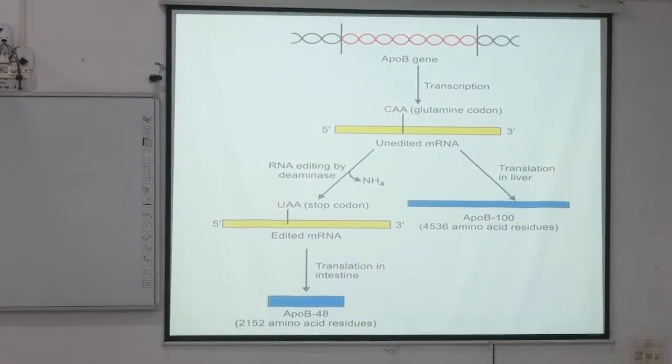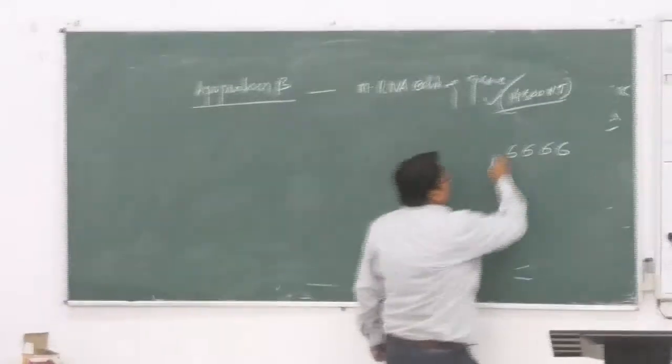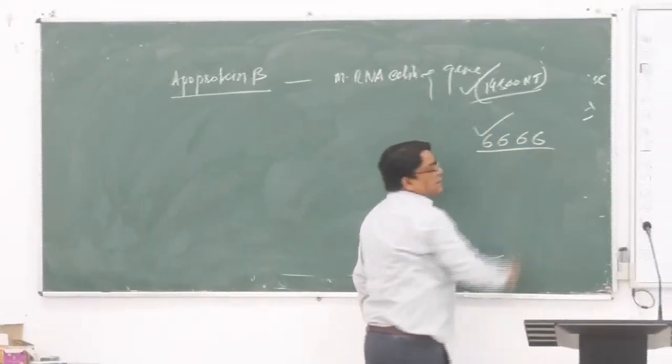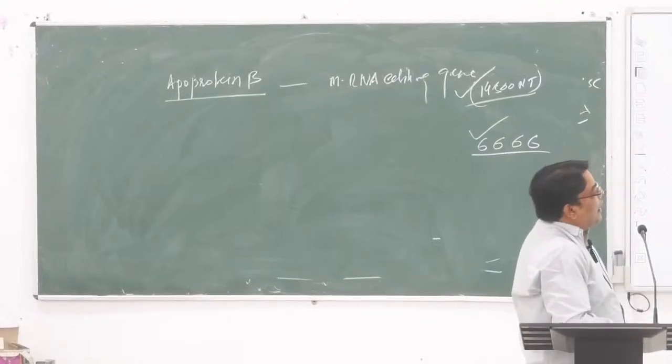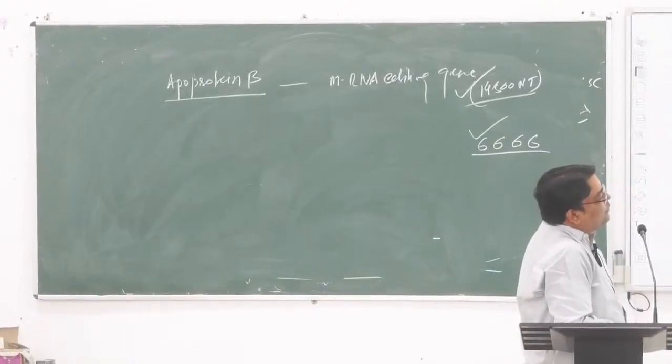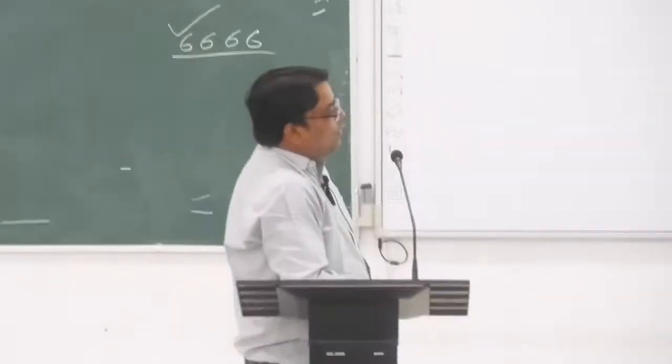All of you understand this figure? All of you see here? This is the ApoB gene, in which at position 6666, because it contains how much, 14,500 nucleotide base pairs, at position 6,666 there is a code. The unedited code is for a glutamine codon.